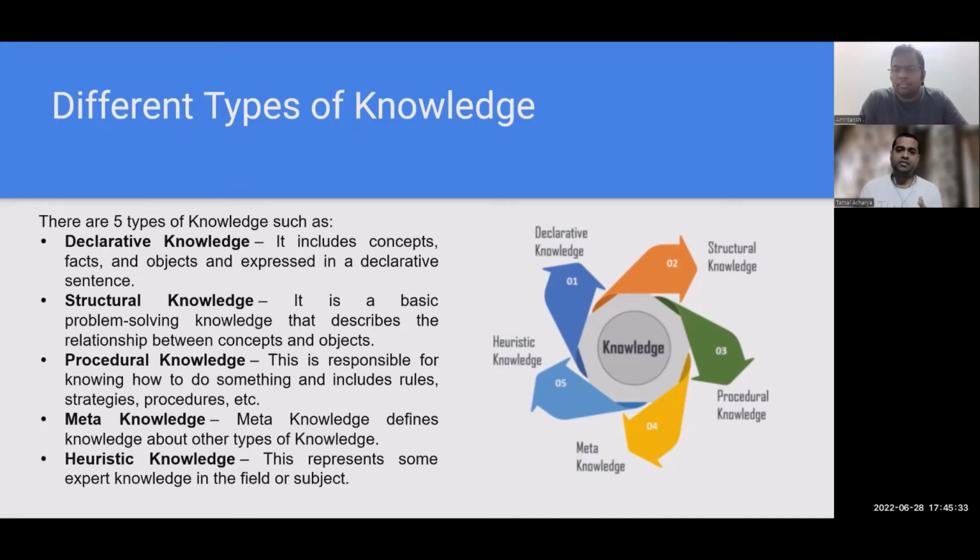Then you have meta knowledge, which defines the other types of knowledge. And then you have heuristic knowledge that represents some expert knowledge of a field. This is like an SME, a subject matter expert, someone who has expertise in a certain domain or area, who helps others do problem solving. So these are the 5 types of knowledge. All these things are important to know what a knowledge-based agent should have. Right. So moving on.